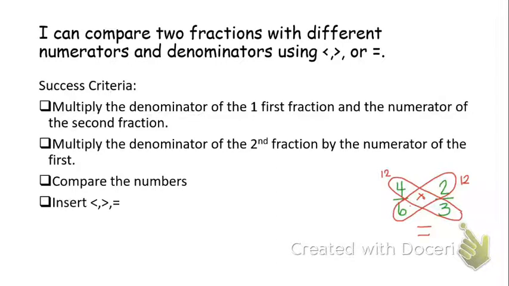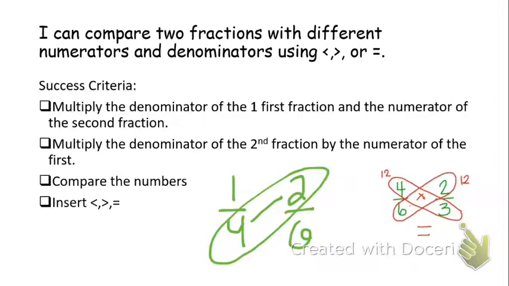So my criteria, I'm going to multiply the denominator of the first fraction by the numerator of the second fraction. So if I have 1/4 and 2/6, I would multiply 4 times 2, which is 8. And then I'm going to multiply the denominator of the second, so that would be the 6, times the numerator of the first. So 1 times 6 is 6.